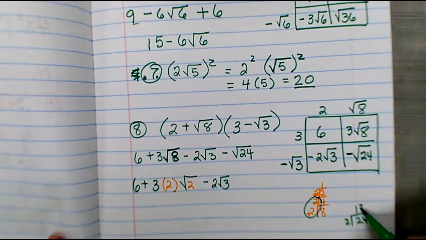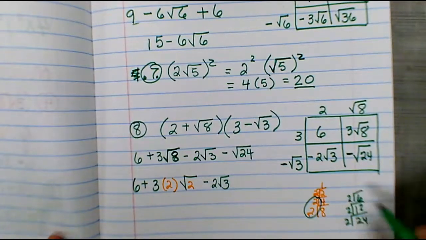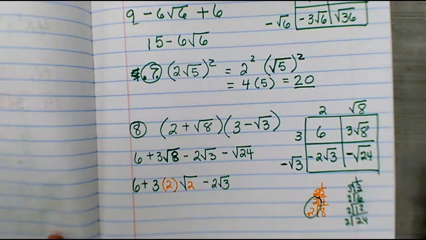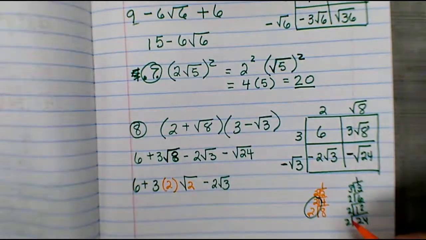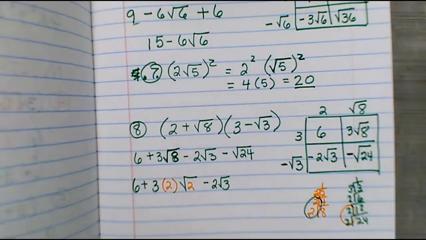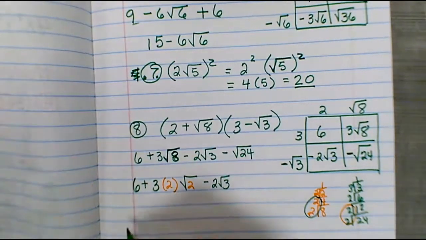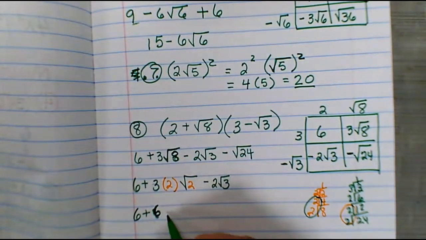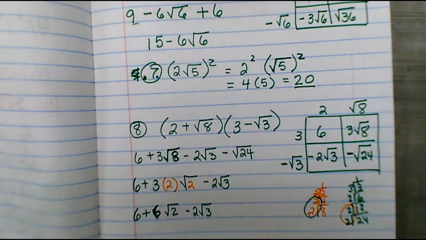24 divides by 2. 12 divides by 2. 6 divides by 2. 2 will go into 6 3 times. And so here I have a pair of 2's. 3 times 2 here, these 2 right here multiply together to get 6. Let's go ahead and do that. Minus 2 square roots of 3.